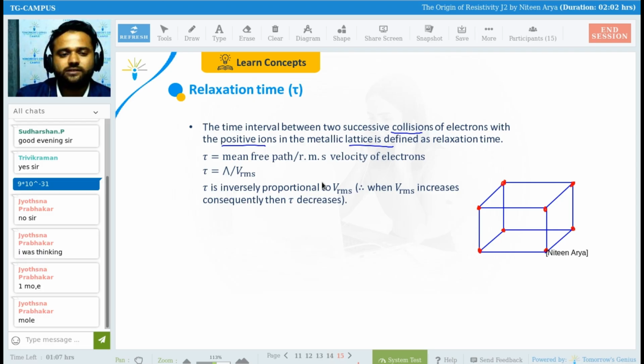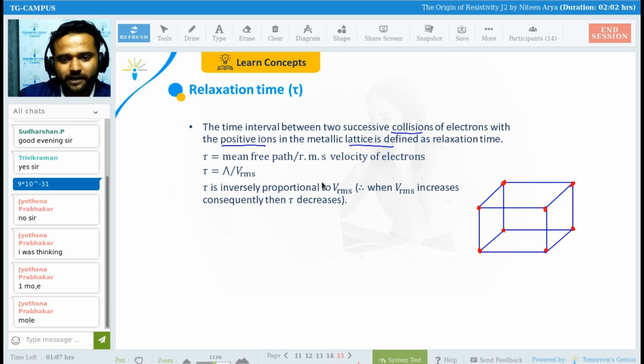This is known as your lattice in general. Okay, so now you can see that when this particular electron is going to intersect with this positive ion maybe, so the time interval between two successive collisions of electrons with the positive ions in the metallic lattice is defined as relaxation time.